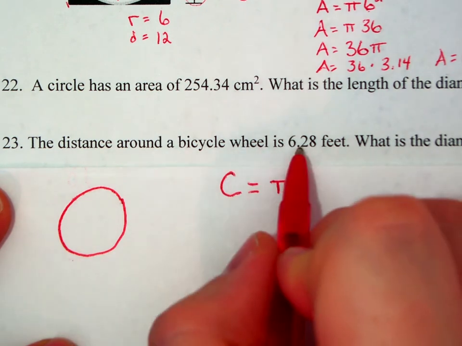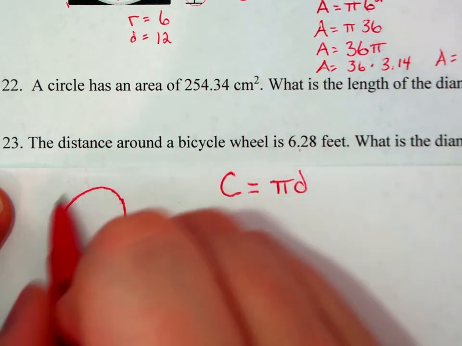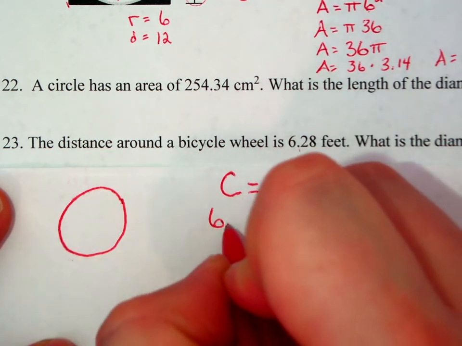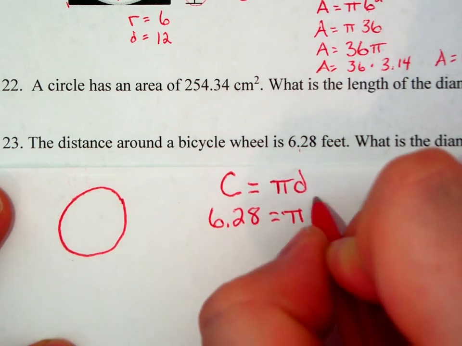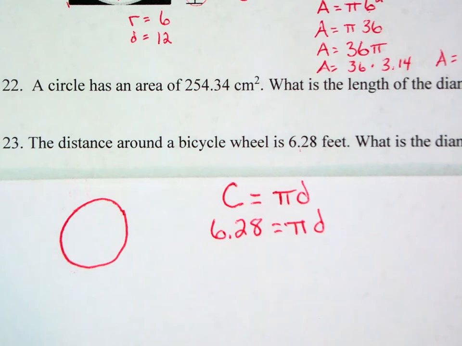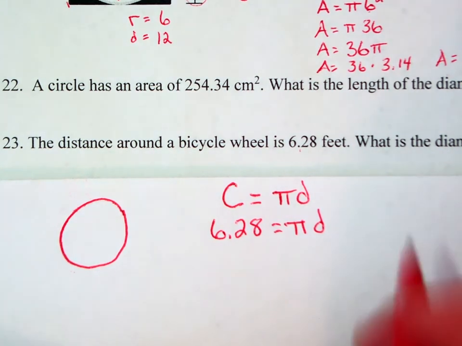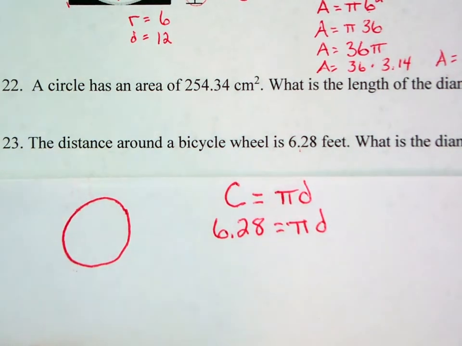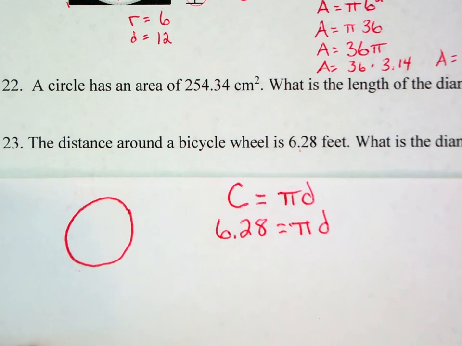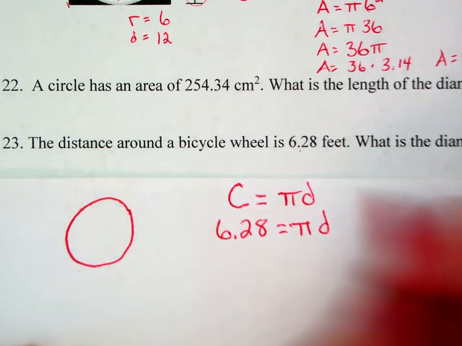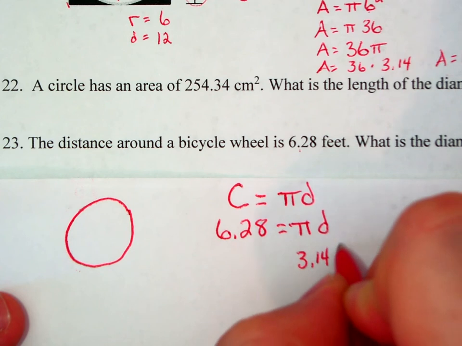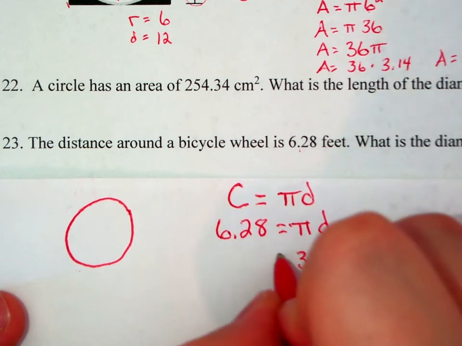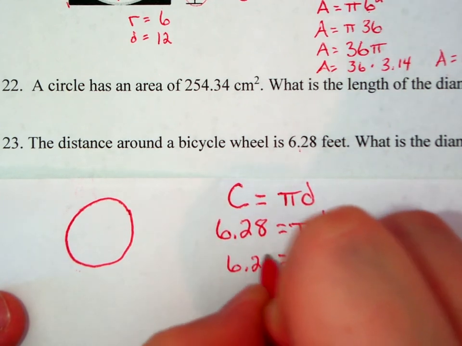Again, I'm given the circumference. I'm given the distance around. So 6.28 is equal to pi times the diameter. Now the only term I know here, since I have two variables essentially, is pi. I have an approximate value that we've been told in class we can use for pi. 3.14 times the diameter equals 6.28.